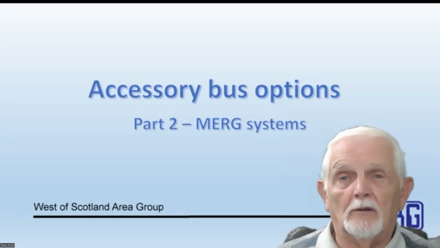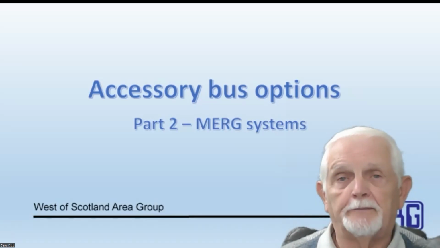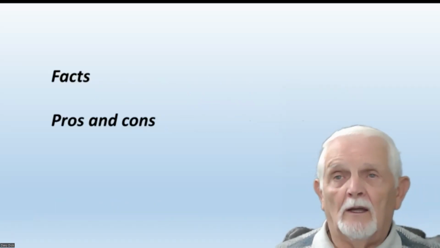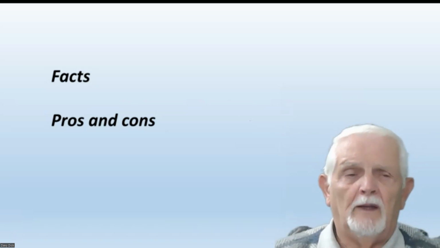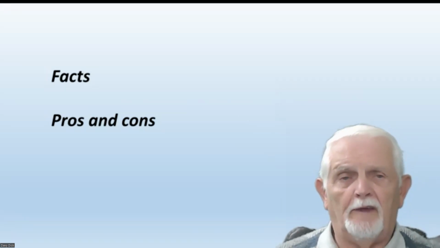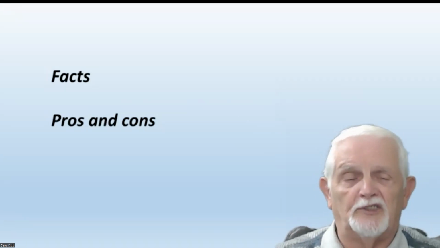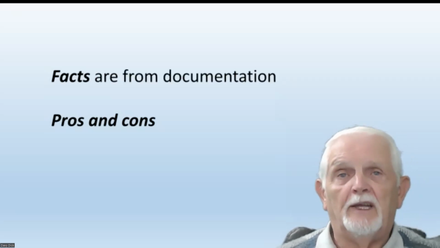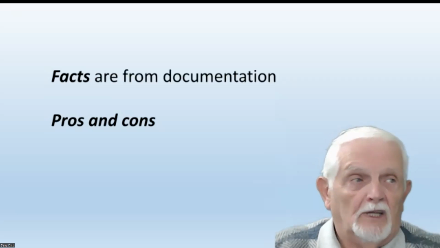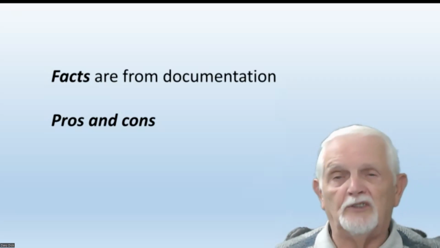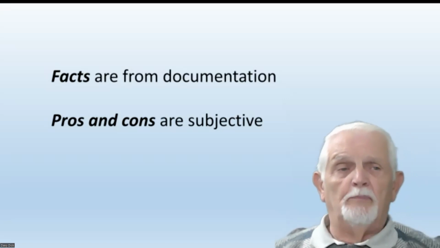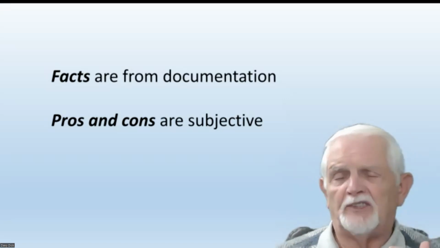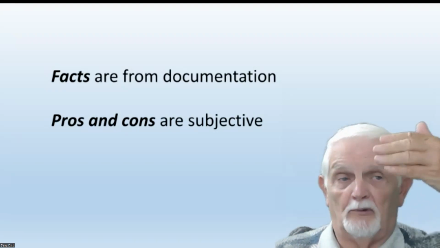So I suppose we ought to look at what we mean by accessories and what we mean by bus before we look at all the options. We're going to compare various methods of controlling them, and along the way I've broken into two things: the facts and the pros and cons of each. The facts are taken from the documentation, so we can argue with that if we like, but the pros and cons are obviously subjective. So I can put down pros and cons, and you'll find sometimes I'll have the same item in both the pros and the cons.